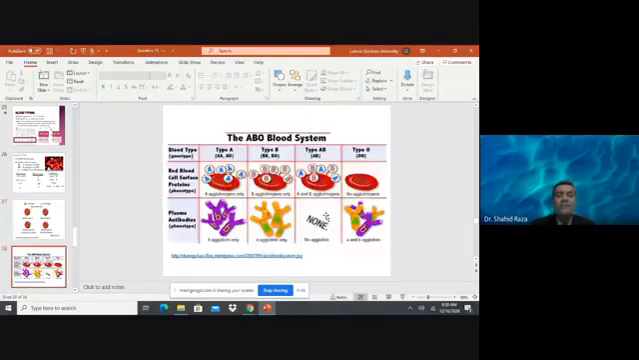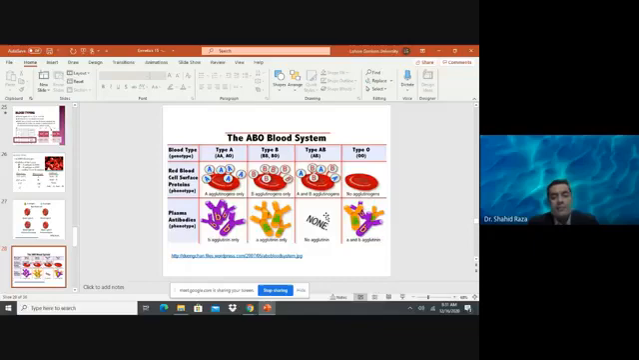So here is a summary. So we can see here the blood types, genotype, and then blood type A, and then blood type B, and then blood type AB, and the last one is blood type O. And then the second column, we can see red blood cells, surface proteins, that is, and then the last one is plasma antibodies.